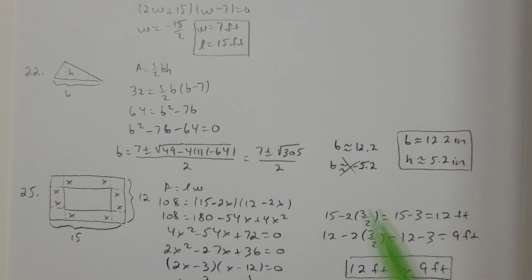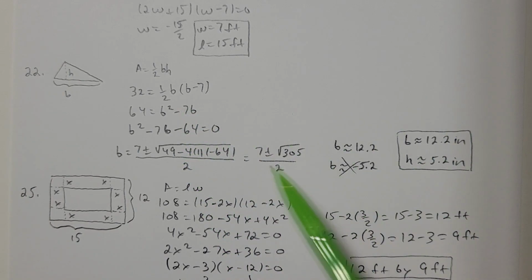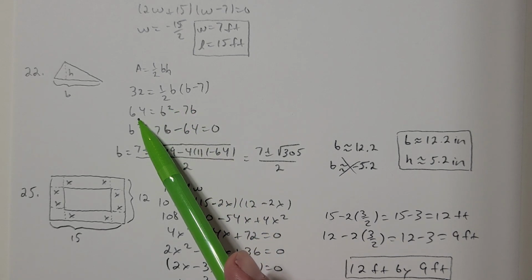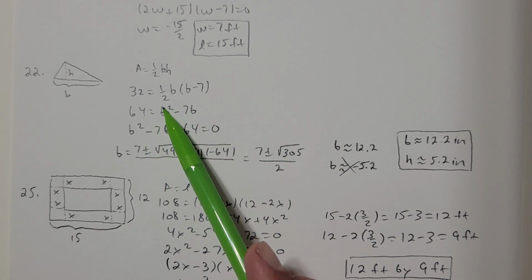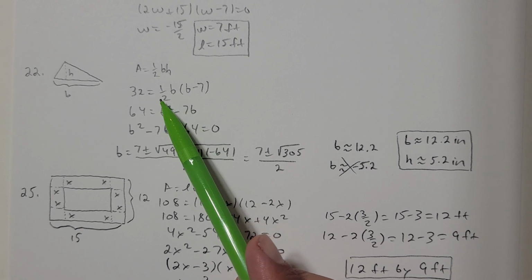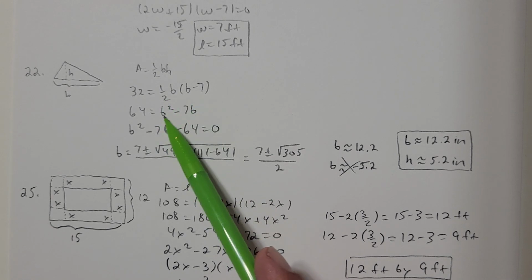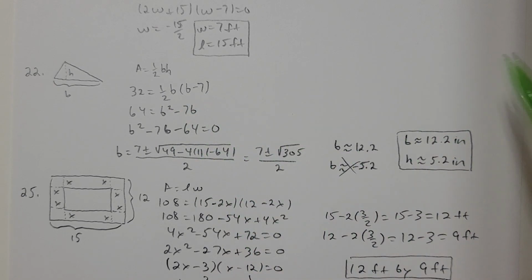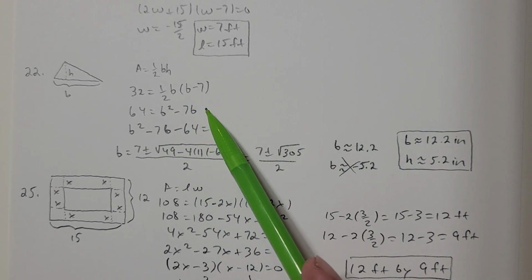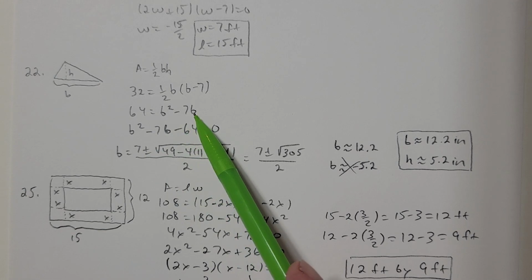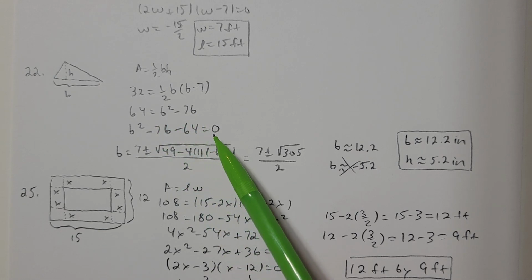And let's go ahead and solve for b. So if I multiply both sides by 2, 64 equals 1/2 times 2 is 1, so it'd be b. I'll distribute the b here, so you got b squared minus 7b. Okay, let's subtract 64. So you got b squared minus 7b minus 64, all equal to 0.